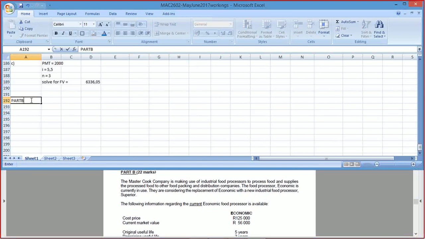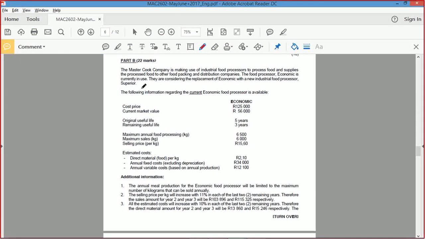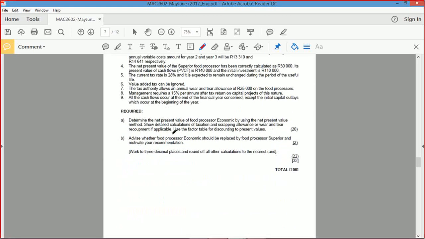Part B. Right, let's see what we've got. Master Cook company is making use of industrial food processors. It's important to understand what business you're in. So I've got the business, then I need to look at the required: determine the net present value of the food processor economic by using the net present value method.